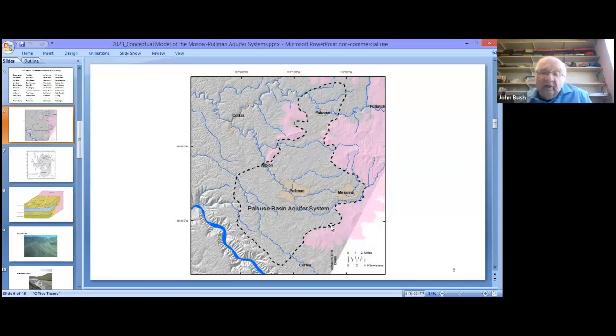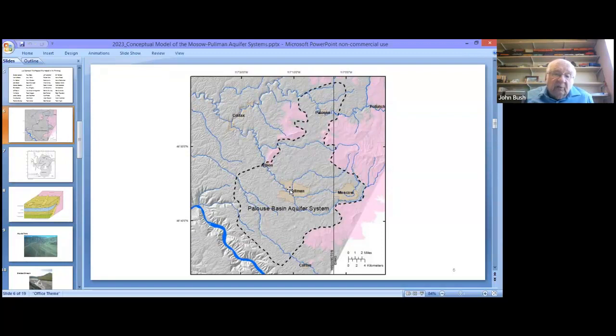Once again, it's a low area of recharge, but there are other areas. We're going to talk about our model primarily as if the major recharge is coming from Moscow Mountain, and then we'll tie in some recharge over in the Pullman area.